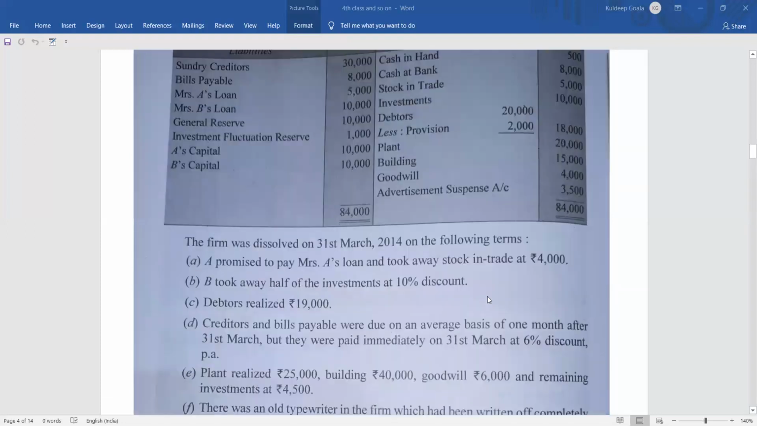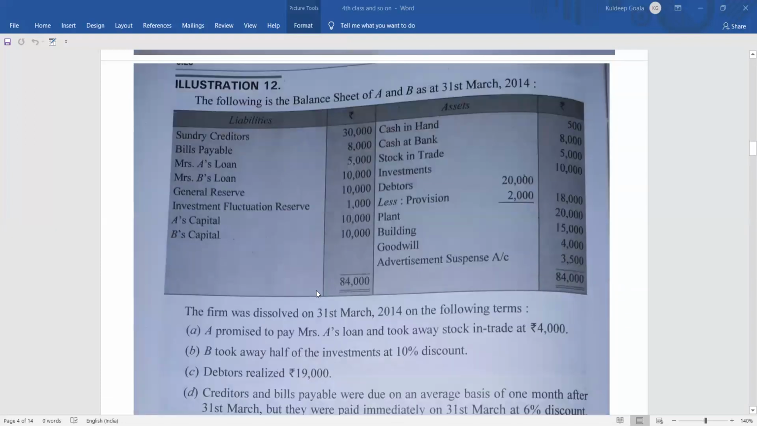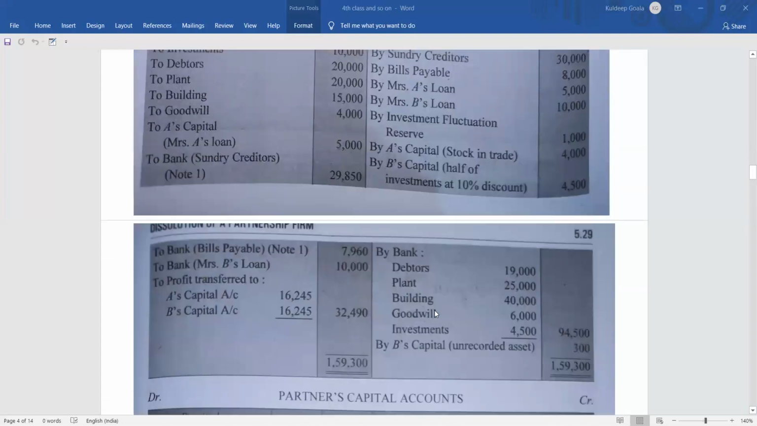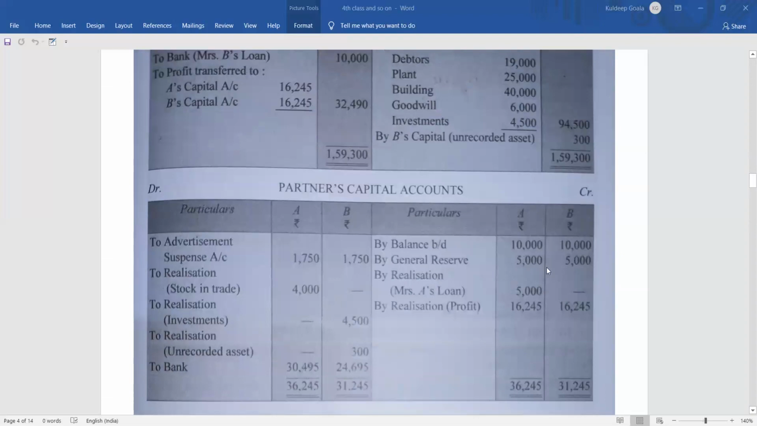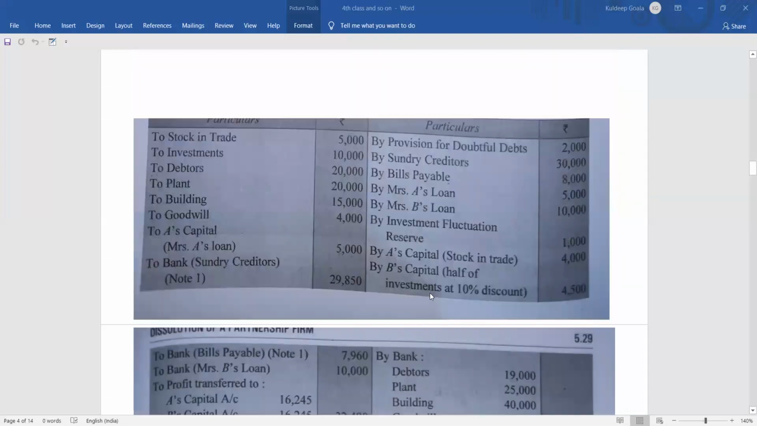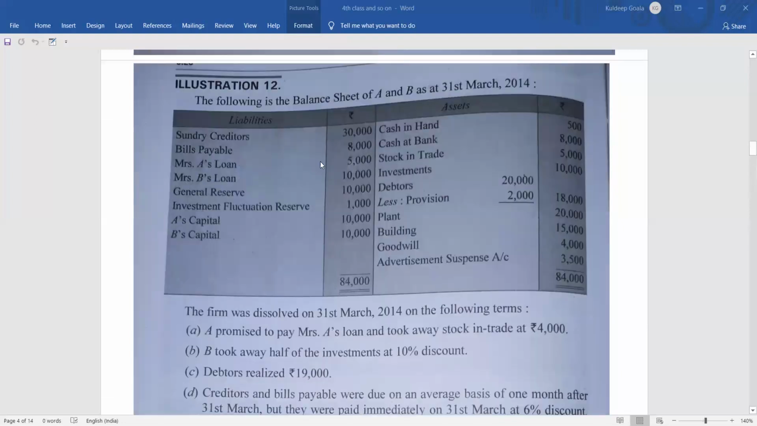Now, what is the next thing? We have to see all the reserves and accumulated profits or losses. Here we have only a general reserve of 10,000. How will it be transferred? The journal entry is general reserve account debit 10,000 to A's capital account, to B's capital account. Since it is equal, it is 5,000, 5,000. So by general reserve in the partners' capital, A 5,000, B 5,000. Now we'll move back again to the balance sheet and see what else is there.